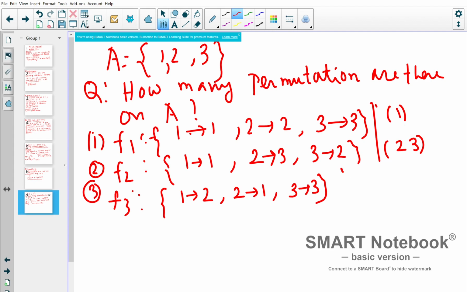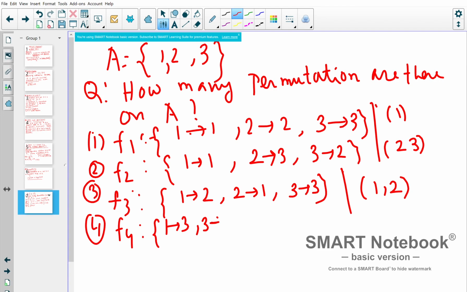And the cycle notation will be what? This will be (1 2). So these are called cycle notation or cycles. Similarly, you can have another map, say 1 goes to 3 and 3 goes to 1, and 2 remains itself, and obviously this symbol will be (1 3), in round brackets.